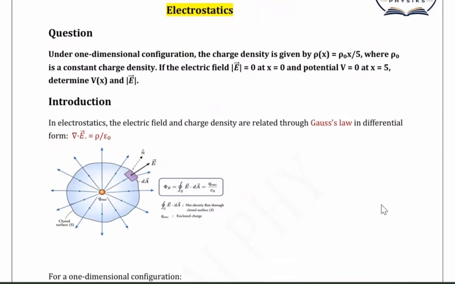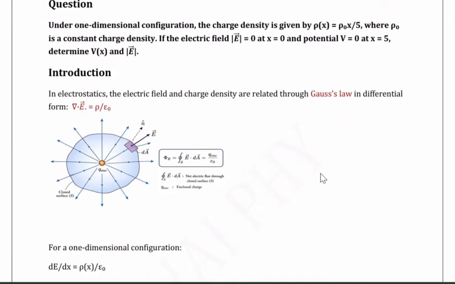First question says that under one-dimensional configuration, the charge density is given by rho x, which is rho naught x by 5, where rho naught is a constant charge density. If the electric field E is equal to 0 at x equals 0 and potential V is equal to 0 at x equals 5, determine V x and the electric field. Okay.